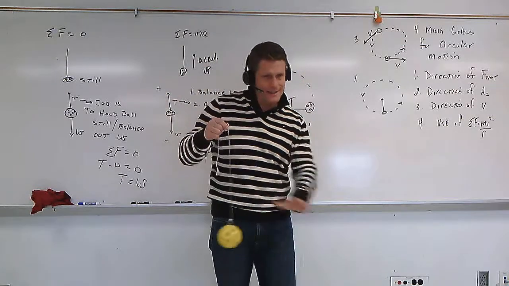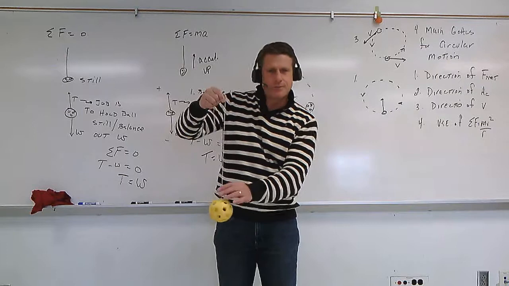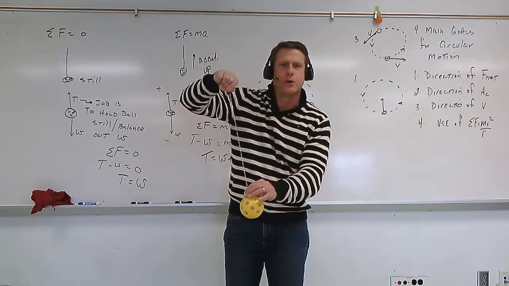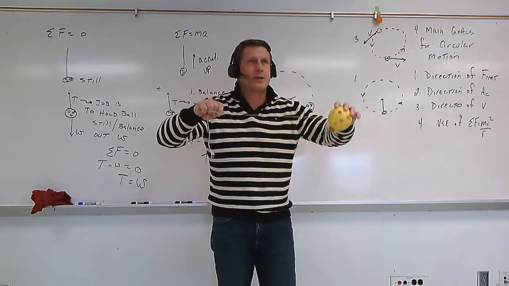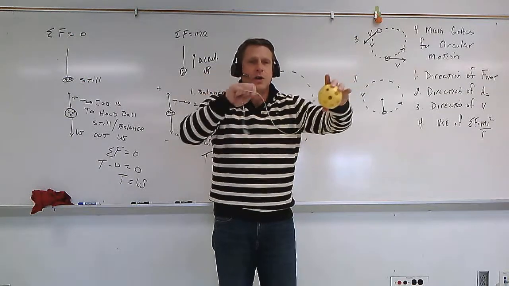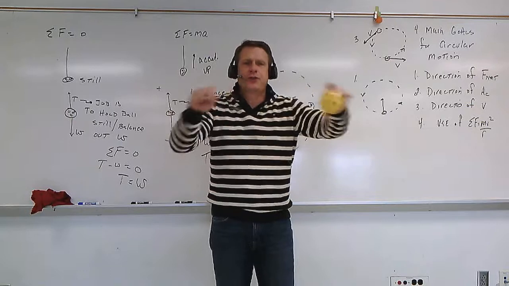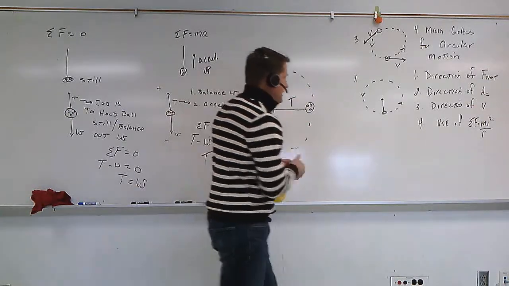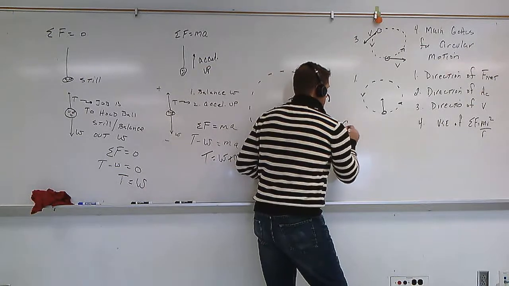Okay, so if I stop this thing right here, it wants to keep going straight. What's preventing it from going straight? The string is preventing it from going straight. When the ball is right here, it wants to fly towards the ceiling. What's stopping it? The string. We say that the string is acting as a centripetal force.